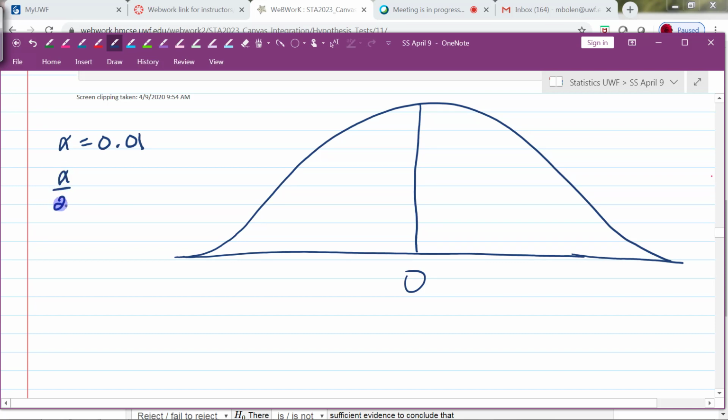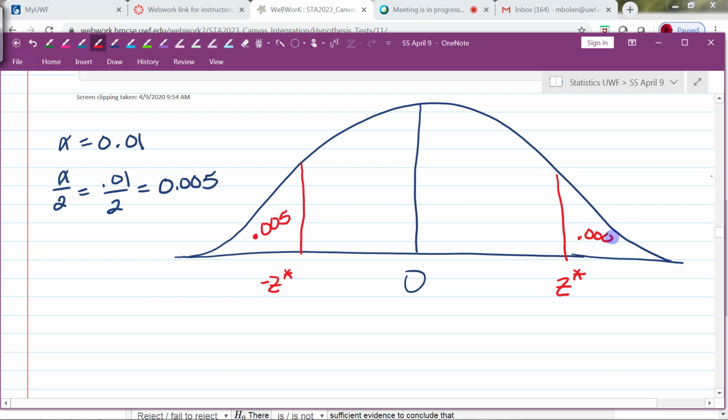Therefore, half of alpha is going to be 0.01 divided by 2, which is equal to 0.005. We're going to put our critical values in here, and because it's a two-tailed test, we're going to have a right and a left z-star. We have a negative z-star, and a positive z-star. And our z-star is going to be the z-value where the area under the curve is 0.005.